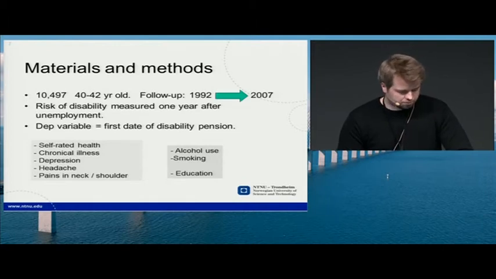We had information about the baseline health, and we used this to adjust for health impairments prior to unemployment. As you can see, self-rated health, chronic illness, depression, headache, and pains in neck and shoulder. And we also had information about alcohol use, smoking, and education.